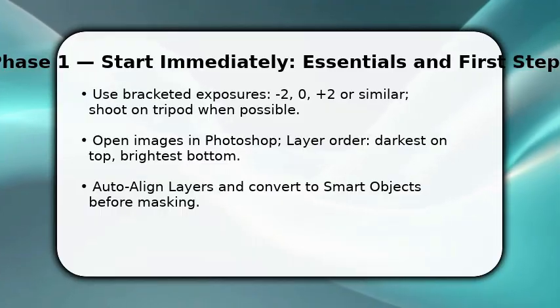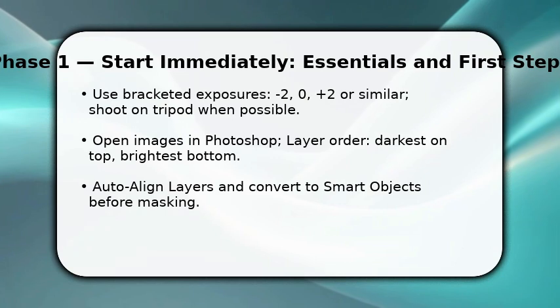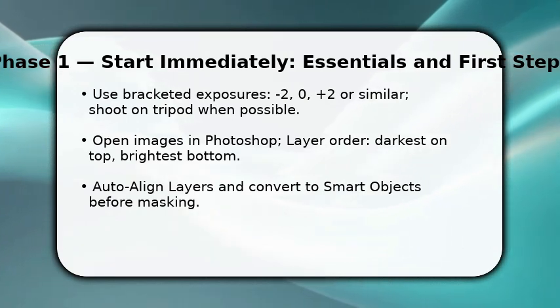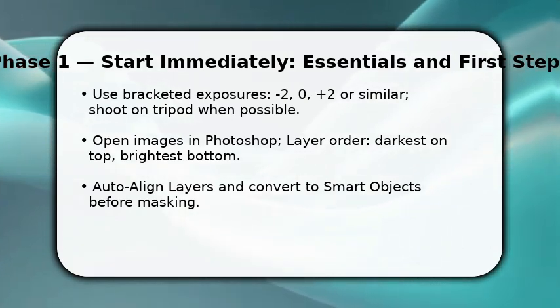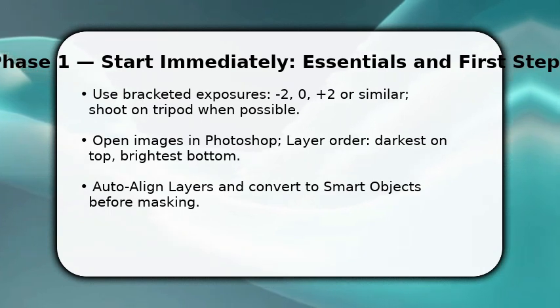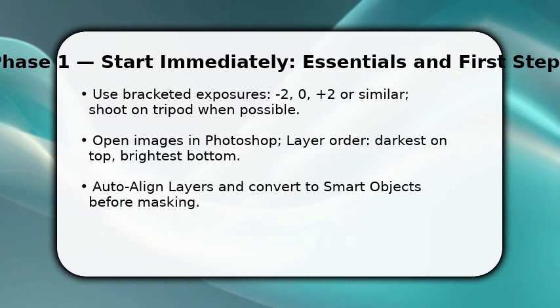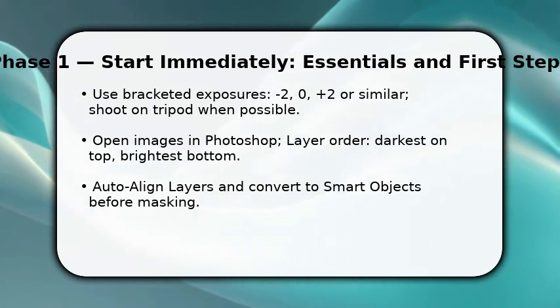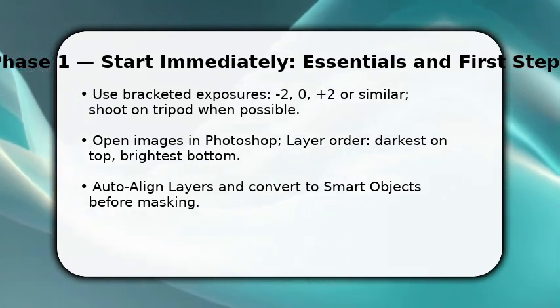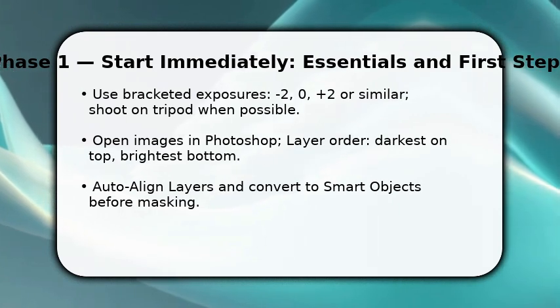You start with aligned bracketed files. Make sure at least 3 exposures cover shadows and highlights. Open them in Photoshop, stack darkest above medium and brightest last, then auto-align layers. This prevents ghosting. Once aligned, convert the stack to individual smart objects so you can non-destructively edit each exposure.